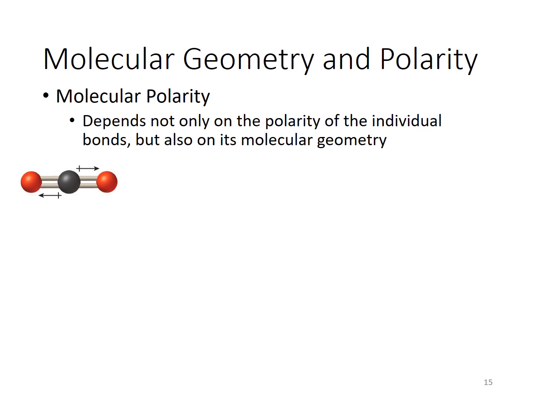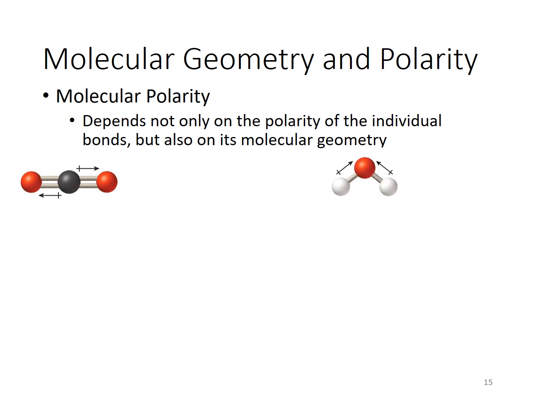So if we take a look at CO2 here, we've drawn in the 2 vectors that are associated with the polar covalent bonds. Oxygen is more electronegative than carbon, and these are exactly 180 degrees from each other. So kind of like tug of war, these cancel each other out. So this CO2 ends up being a non-polar molecule, even though it has polar covalent bonds.